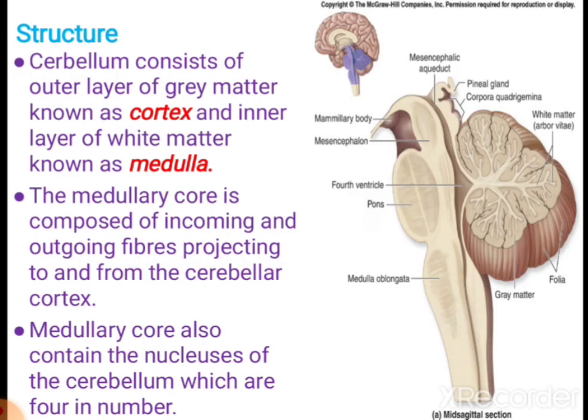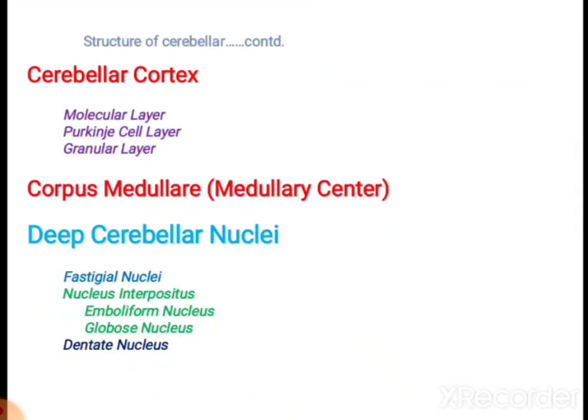Now the cerebellum consists of the outer grey matter, which is known as cortex, and the inner white matter known as medulla. The medullary core is composed of incoming and outgoing fibers projecting to and from the cerebellar cortex. Medullary core also contains the nuclei of the cerebellum, which are 4 in number. So these are the cerebellar cortex.